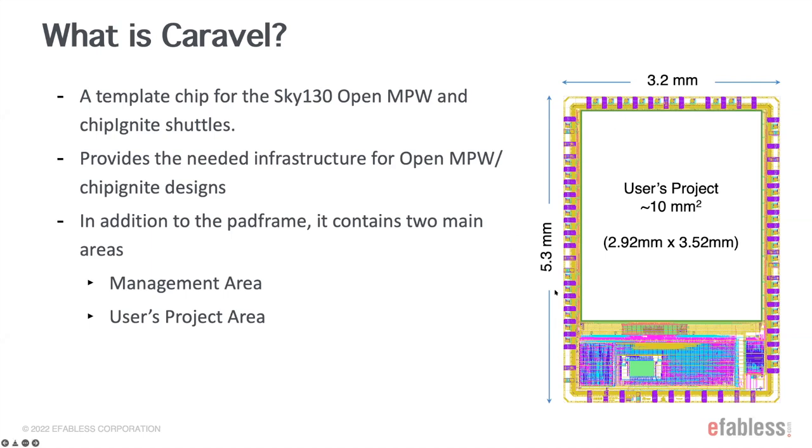So the carved chip, as you can see, this is the actual layout on silicon. Eventually it provides what we refer to as the pad frame, where basically the IO pads enable your design to communicate with the outside world. So when you install this chip on the board, you can communicate with the peripherals on the board through these IO pads.